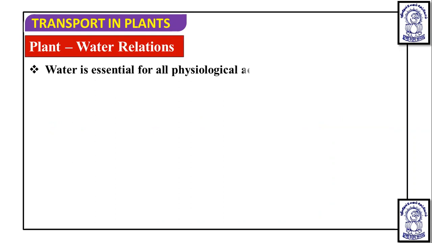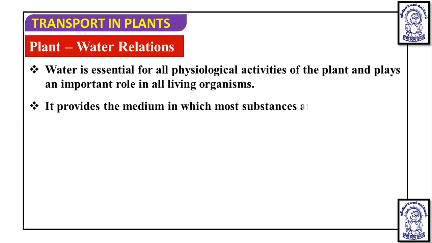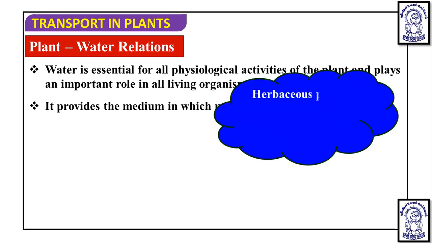Water is obviously essential, or required, for all physiological activities of the plant, whatever they may be: photosynthesis, respiration, growth, development. For all this, water is required, and it plays an important role in living organisms. It provides the medium in which most substances are dissolved. Obviously, the majority of substances get dissolved in it.